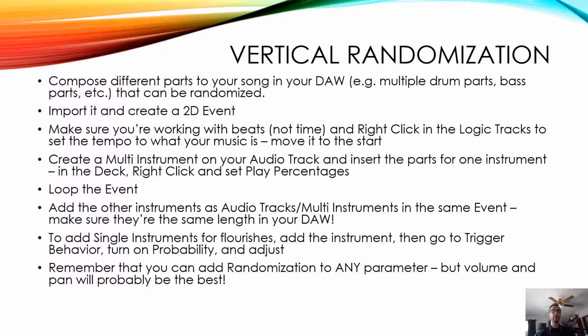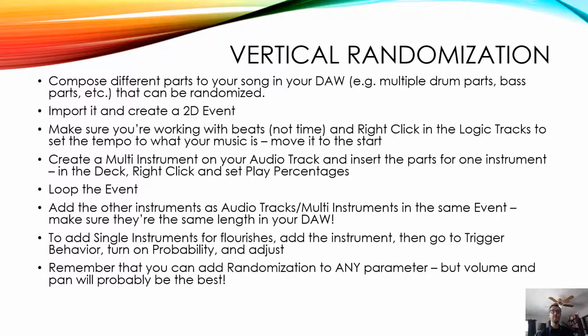Then make sure you're using beats and not time. So right-click in the logic track to set the tempo to whatever your music is in your DAW, whatever you set that initial tempo to, and then make sure that you move that flag to the start of the track. Then you're going to right-click and create a multi-instrument on the audio track and insert the parts for one instrument. So you'll create a track and a multi-instrument for the bass. You'll create a track and a multi-instrument for the drums, a track and a multi-instrument for the melody, etc.